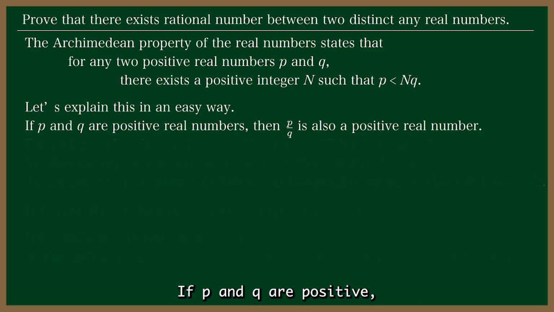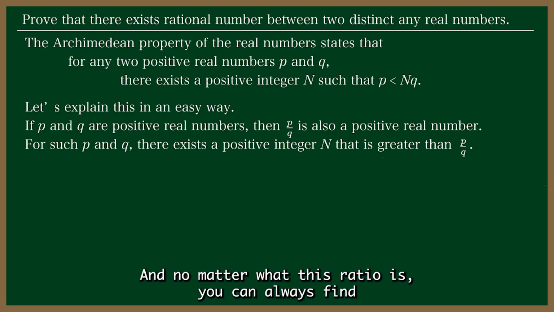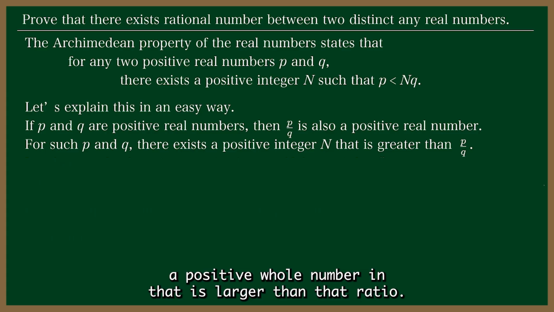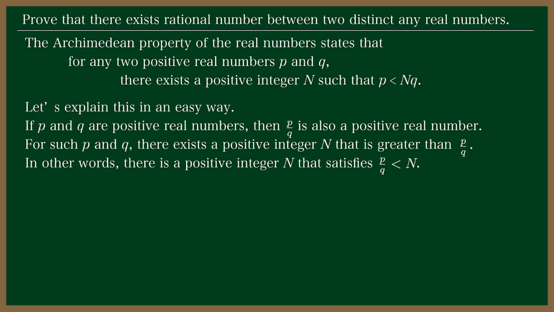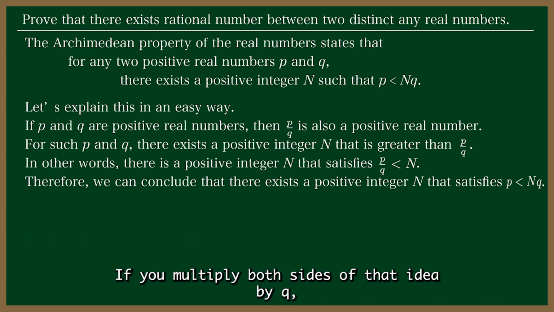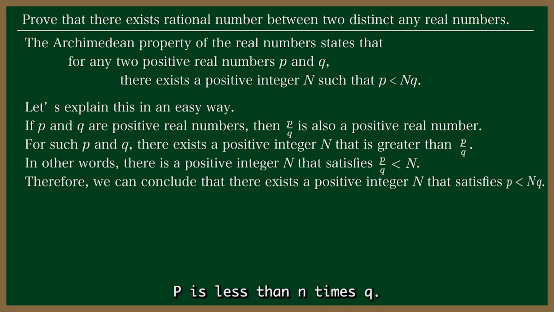If p and q are positive, then the ratio p divided by q is also a positive real number. And no matter what this ratio is, you can always find a positive whole number n that is larger than that ratio. In other words, n exceeds p divided by q. If you multiply both sides of that idea by q, you get exactly the statement of the Archimedean property: p is less than n times q.